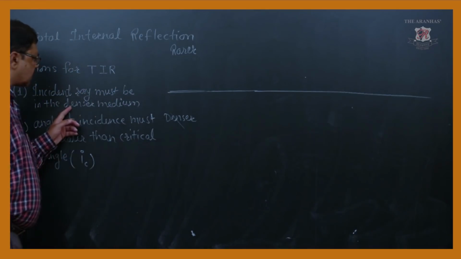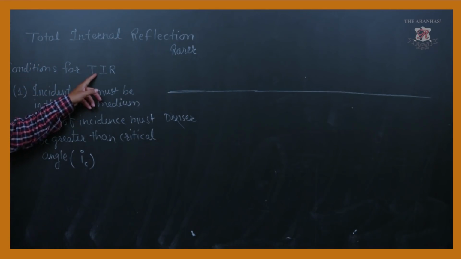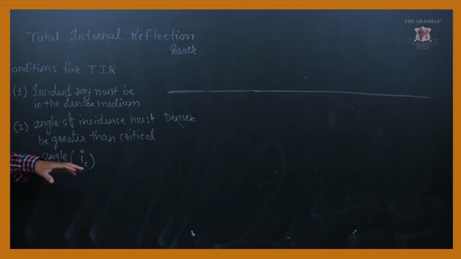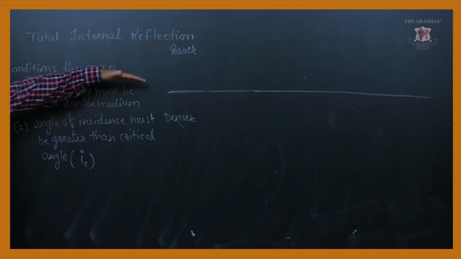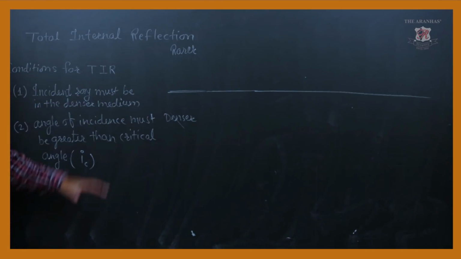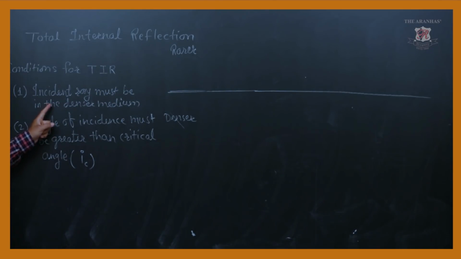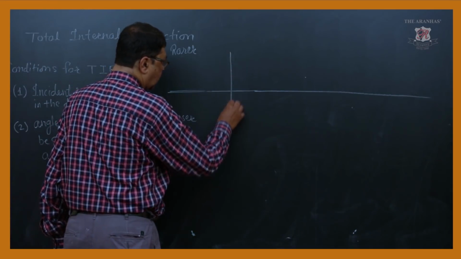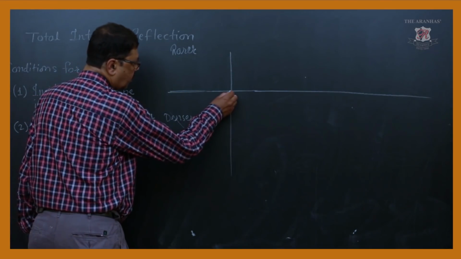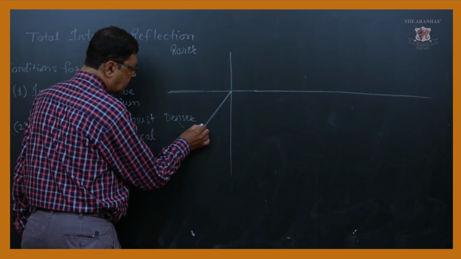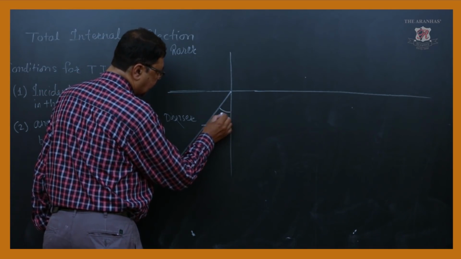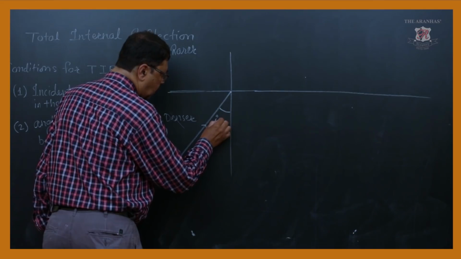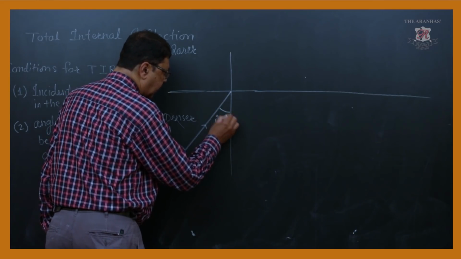If these conditions are not obeyed, then total internal reflection will not occur. So I am assuming this is the boundary between rarer and denser medium. In order to fulfill the first condition, let us assume this is the normal. You are making light incident in the denser medium at an angle I, which is less than critical angle.